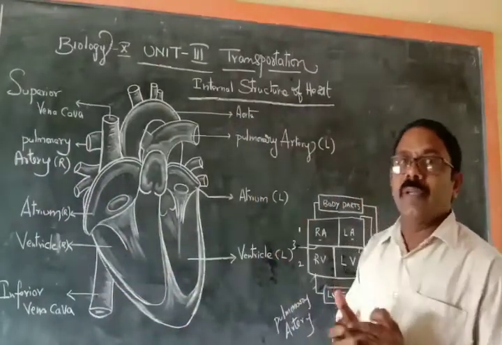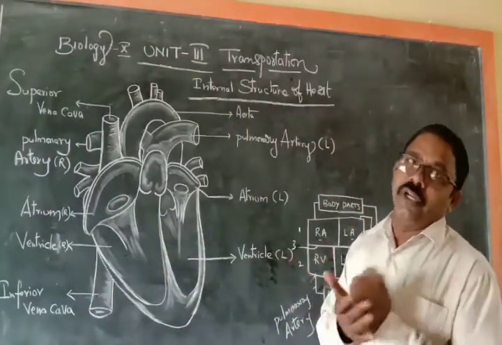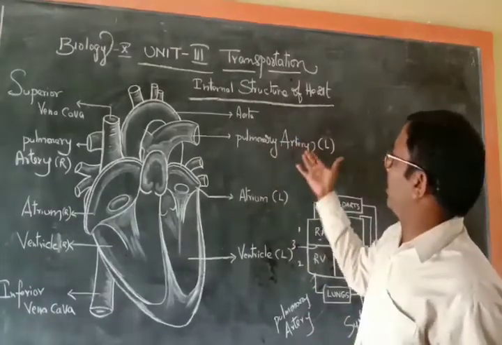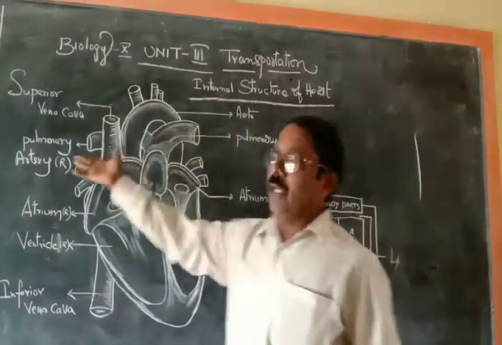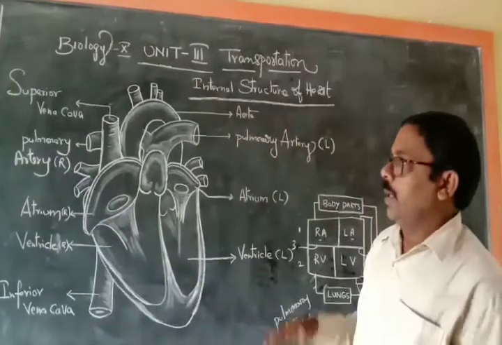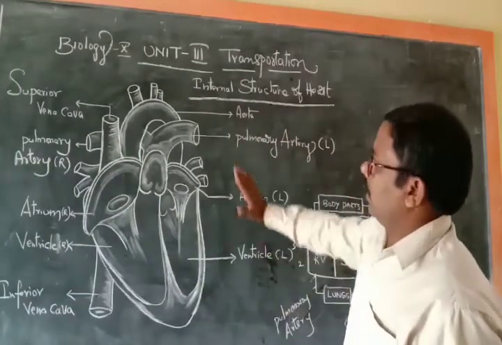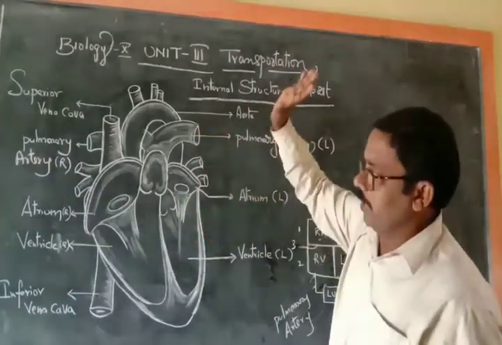Both are going to lungs. That is pulmonary artery left, pulmonary artery right. And next one, all the parts I explained here.